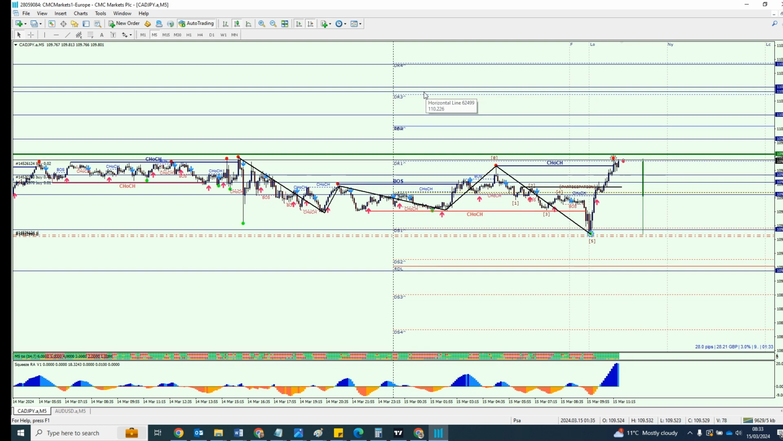Okay, we have a change of character here which has been negated. The starting point, this is a structure. You now have a bullish move. The daily candle is very green. That's the participation point there.